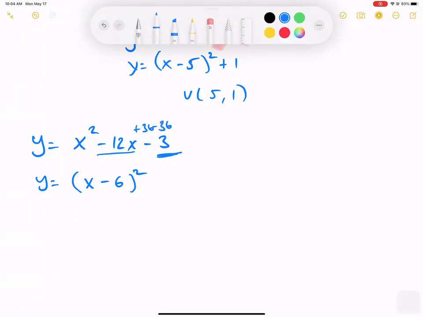Okay, and now we're going to combine our leftovers. The plus 36 was used in our perfect square. Now the -36 minus 3 is -39. Yep, perfect. And what's my vertex? 6 comma -39. See how fast we can get there? This is literally in like one line, okay?